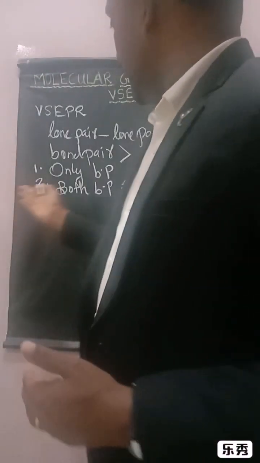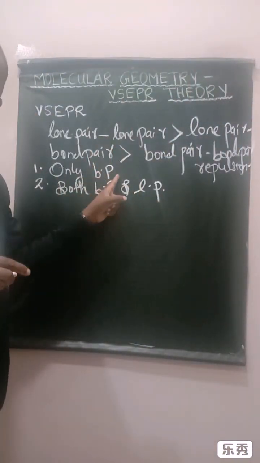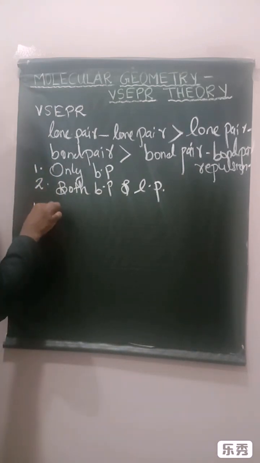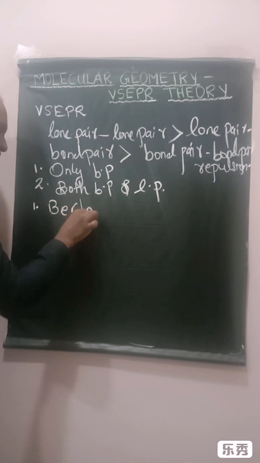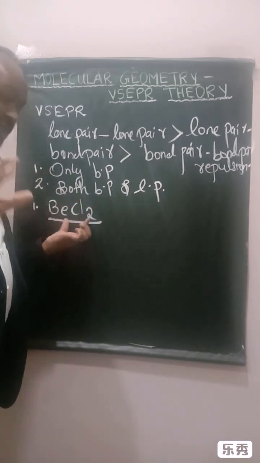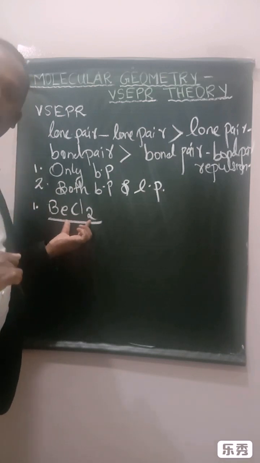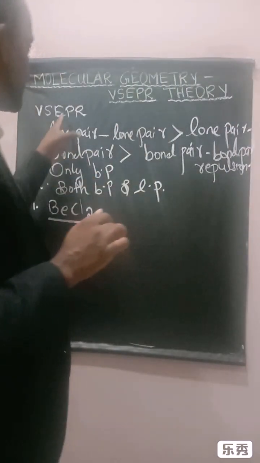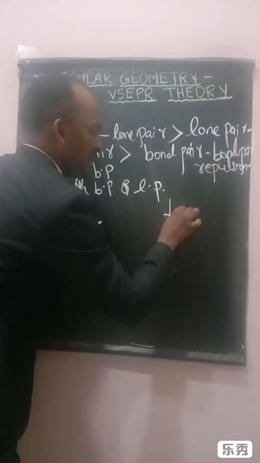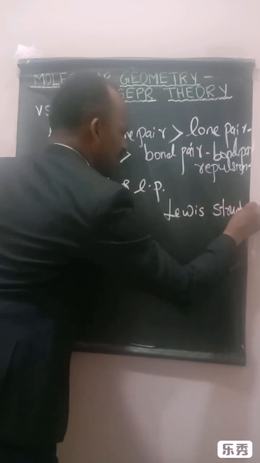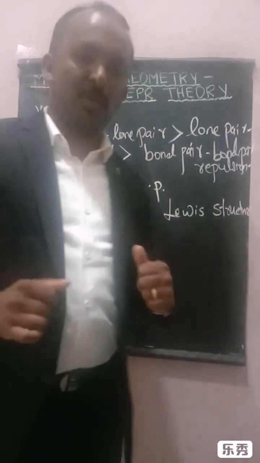Let me go to the first category, the molecules in which the central atom has only bond pairs. For example, let me take the beryllium chloride molecule. Our question is, what is the shape or geometry of the beryllium chloride molecule? In order to find out the geometry of any molecule using VSEPR theory, the first step is to draw the Lewis structure of the molecule.